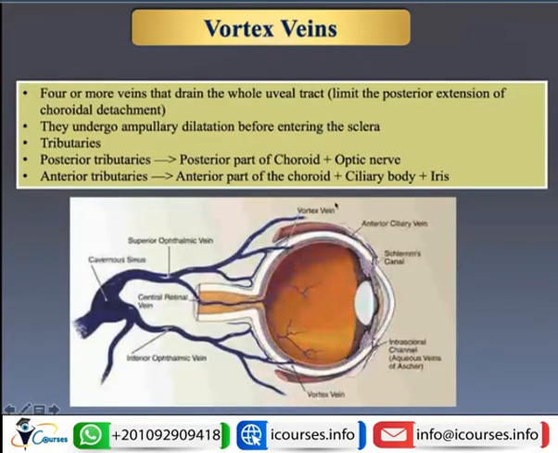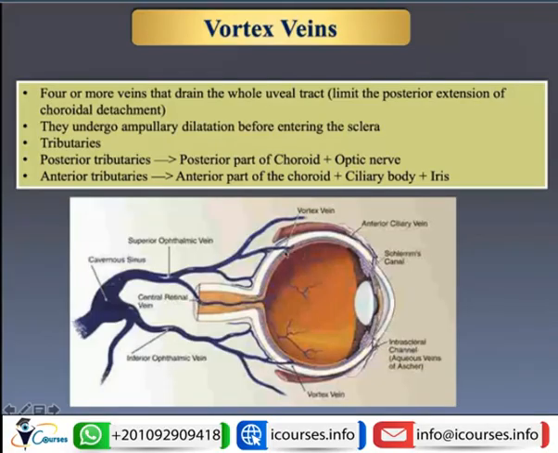So let's now discuss, have more information about the vortex veins, superior and inferior ophthalmic vein, and the cavernous sinus, and that's how we will finish our lecture. So the vortex veins are 4 vortex veins. They drain the whole blood supply from the eye, and their attachment to the sclera will limit the posterior extension of the choroidal detachment.